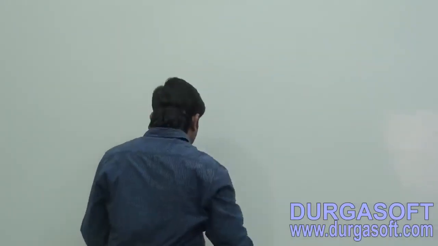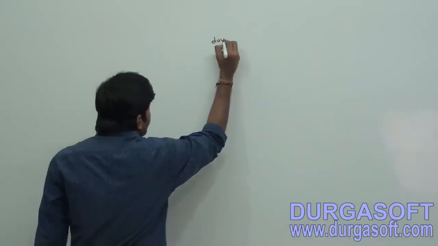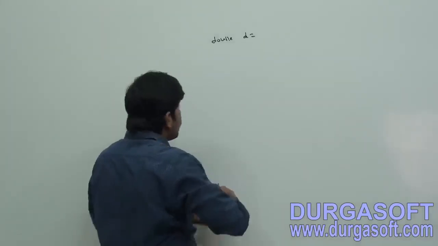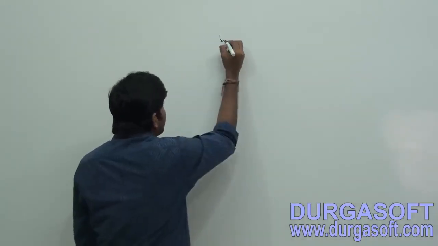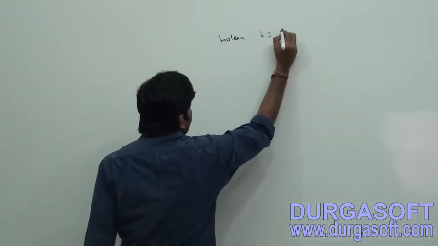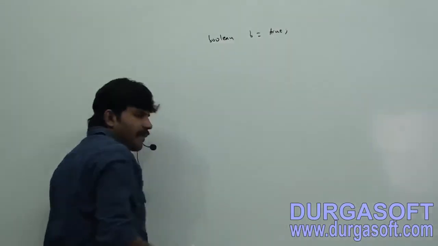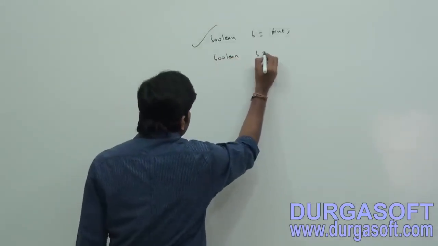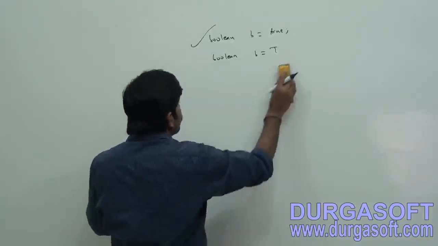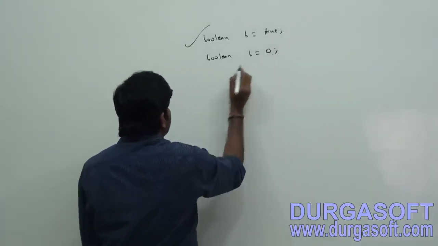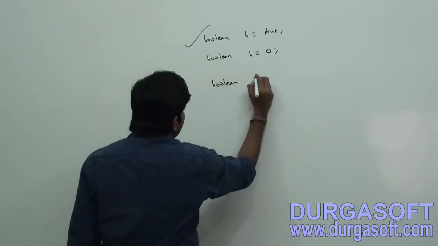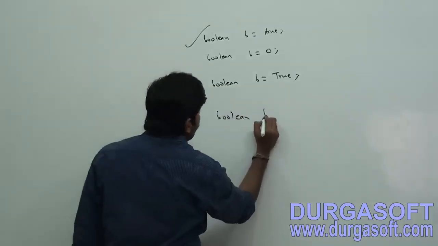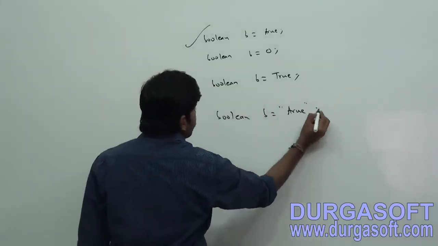Now, in the last class also I explained this point. Boolean b is equal to true, valid or not? Valid. Boolean b is equal to 0, I am taking 0. Boolean b is equal to true, I am taking.